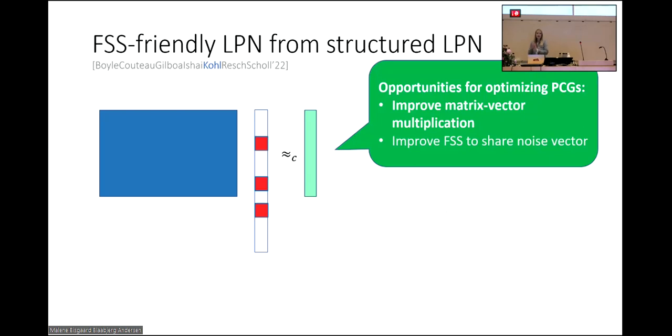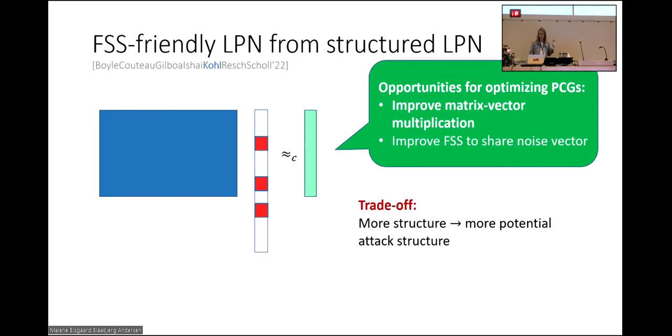The opportunities we have for optimizing PCGs are that we can either improve this matrix vector multiplication, or we can improve the function secret sharing scheme. In this work, we did a bit of both, mostly improving the matrix vector multiplication. So I want to focus today on this, and that's a trade-off, of course. It's always like in crypto, right? We want more structure because that makes things nicer, but that also makes things easier to break.